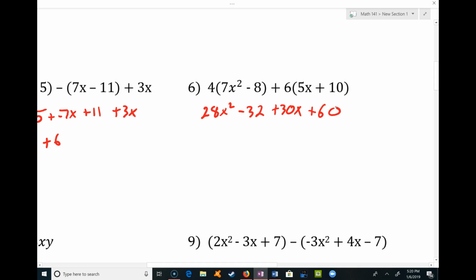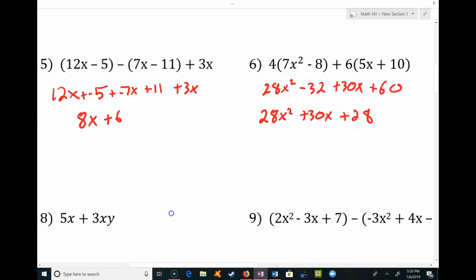And we do have some like terms in the negative 32 and 60, but the rest are not like terms, so we'll just rewrite them. 28x squared plus 30x plus 28. Because 60 minus 32 is 28.